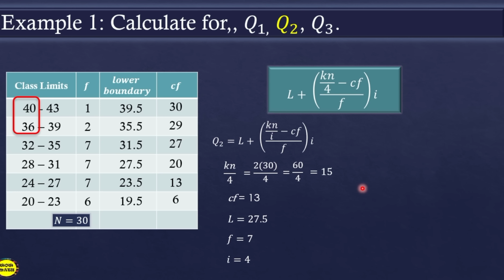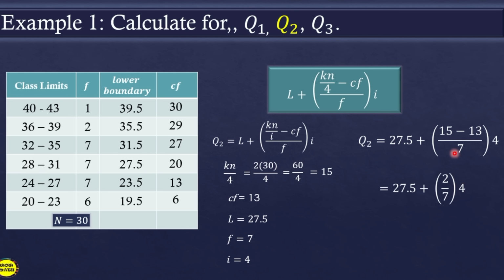So, substitute lang natin sa formula natin. So, 27.5 plus 15 minus 13, okay, kasi yung cf natin is 13, divided by 7 times 4. So, 15 minus 13, that is 2. 2 divided by 7 times 4, the answer is 1.143 plus 27.5, 28.643. Ibig sabihin, yung second quartile natin is 28.643.